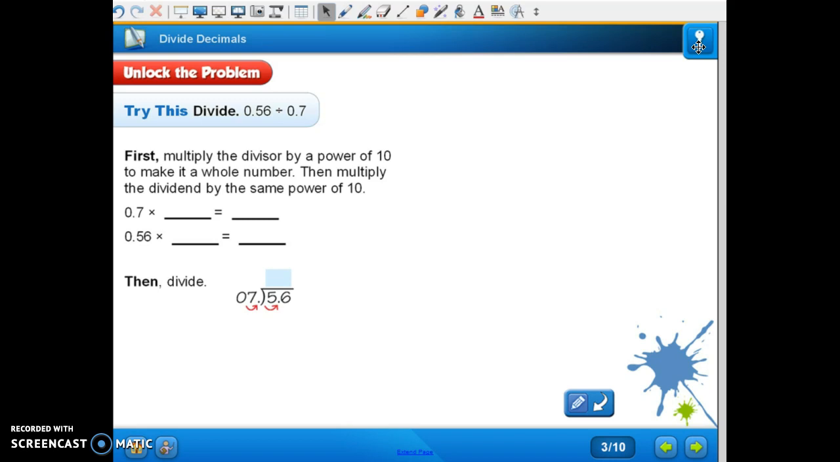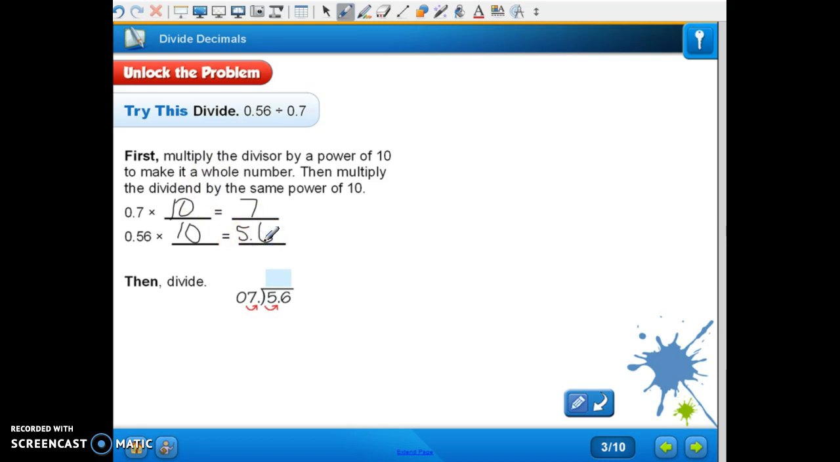10. Okay, so 7/10 times 10 is equal to 7. If we do it to our divisor, we have to do it to our dividend. And if I multiply 56 hundredths by 10, what am I going to get? 56. I've only multiplied it by 10. 5 and 6 tenths. Our decimal only moved one place value.